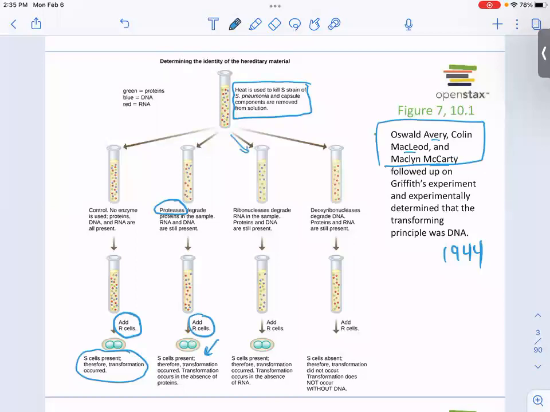With another tube, they added ribonuclease to degrade RNA. So there was still protein and DNA in there. And when they added the R cells, that transformed as well. So they knew it wasn't the RNA. And then when they added enzymes to degrade DNA, now there was no transformation. So they concluded, oh, this unit of heredity must be DNA. And then it was only a few years later that we elucidated the structure of it. That was Watson and Crick's paper.